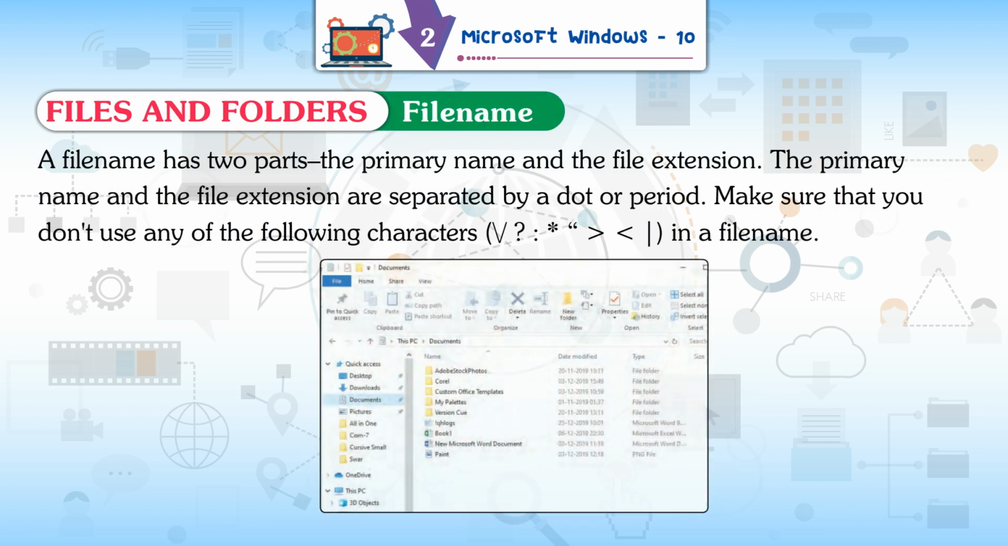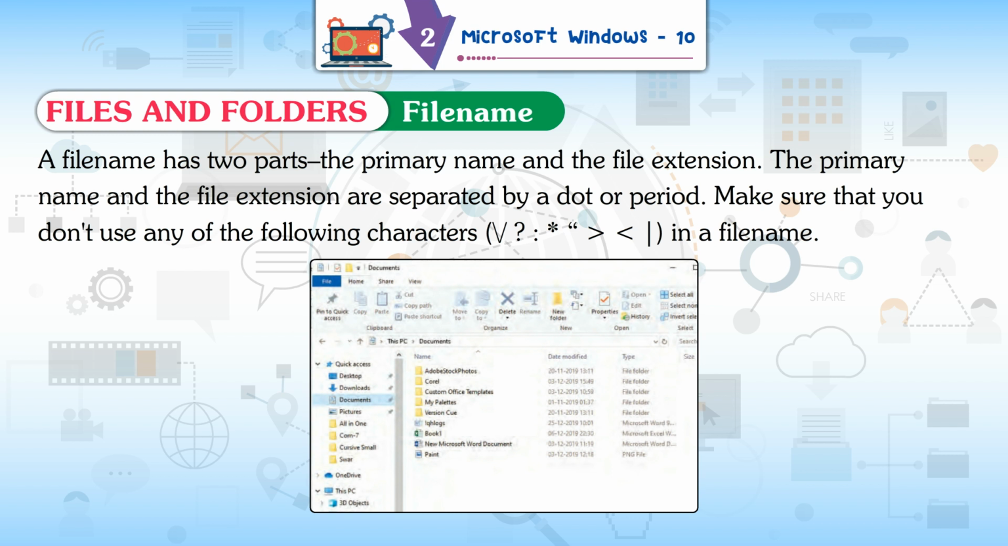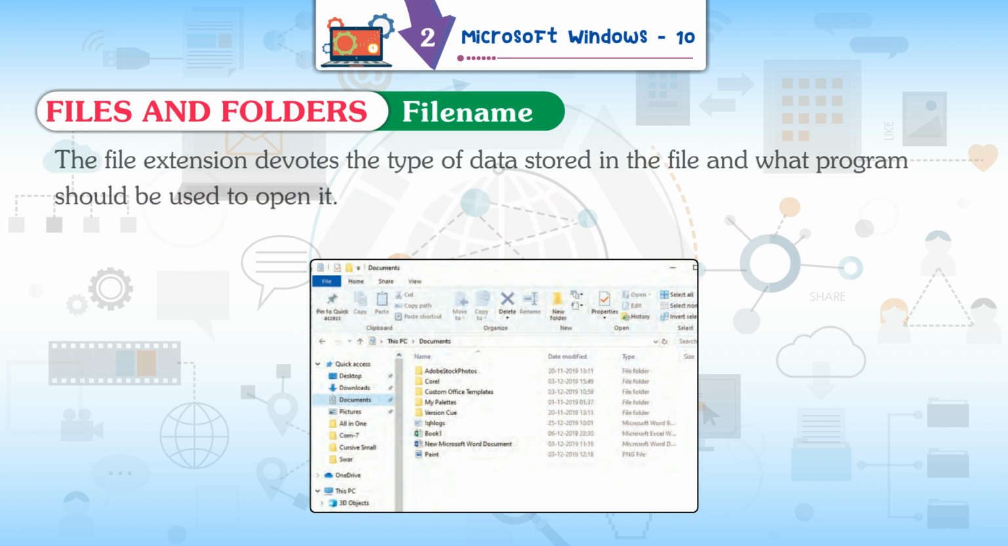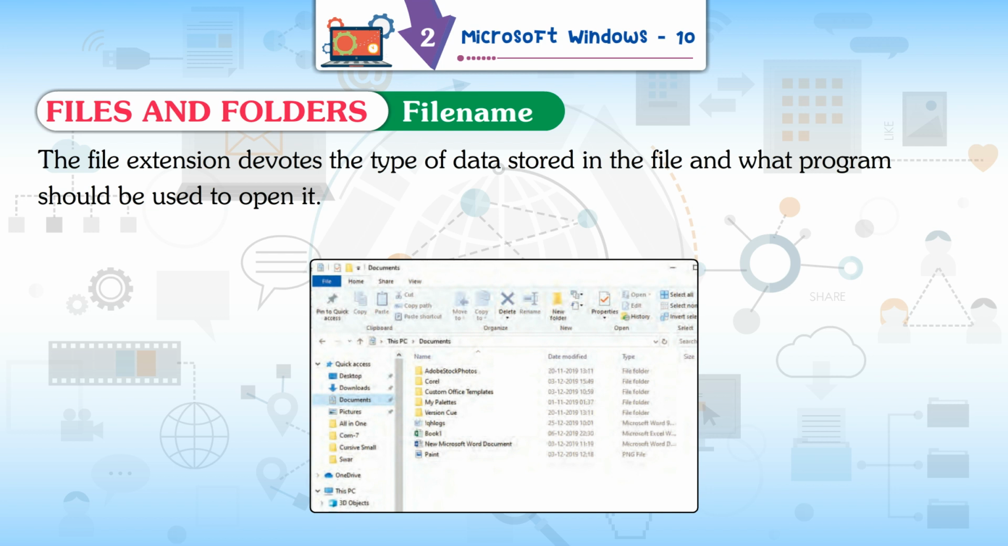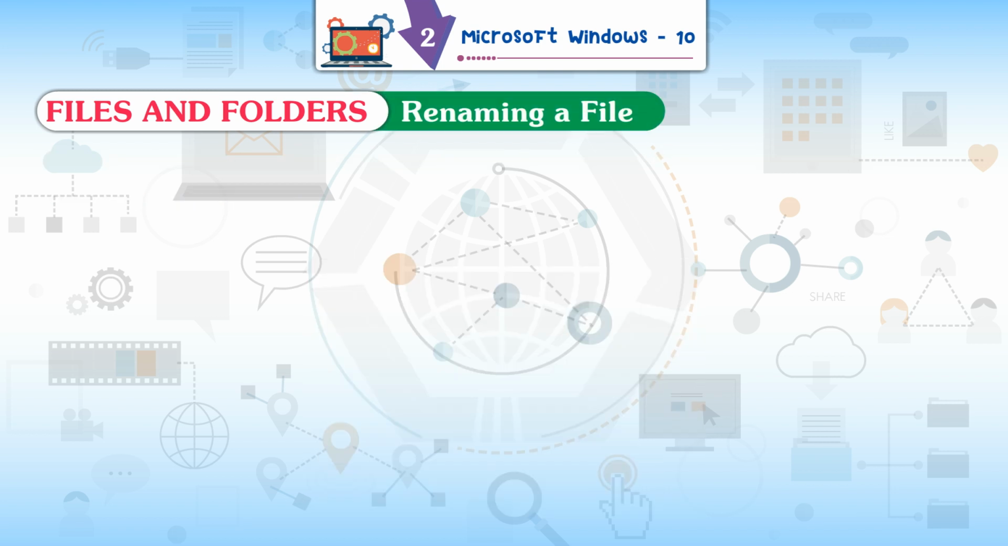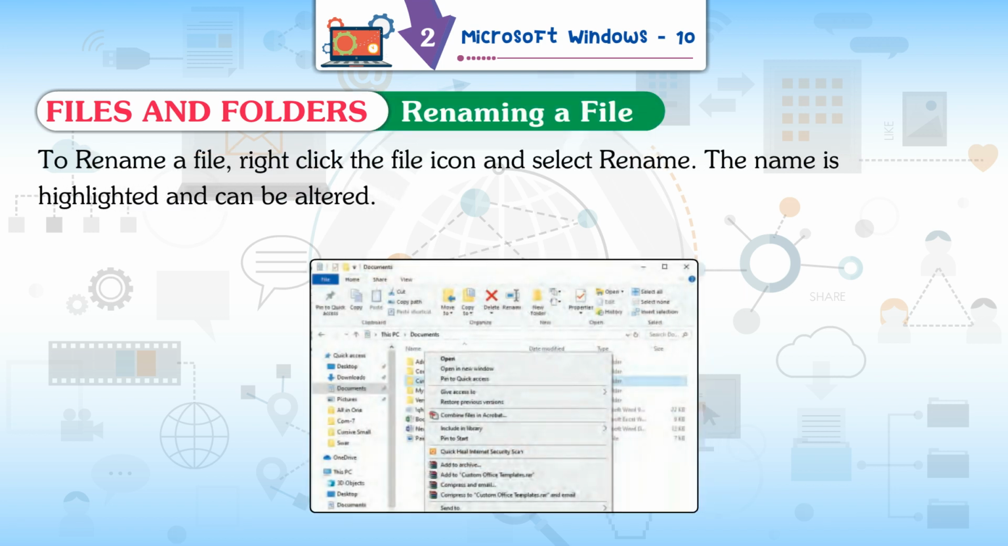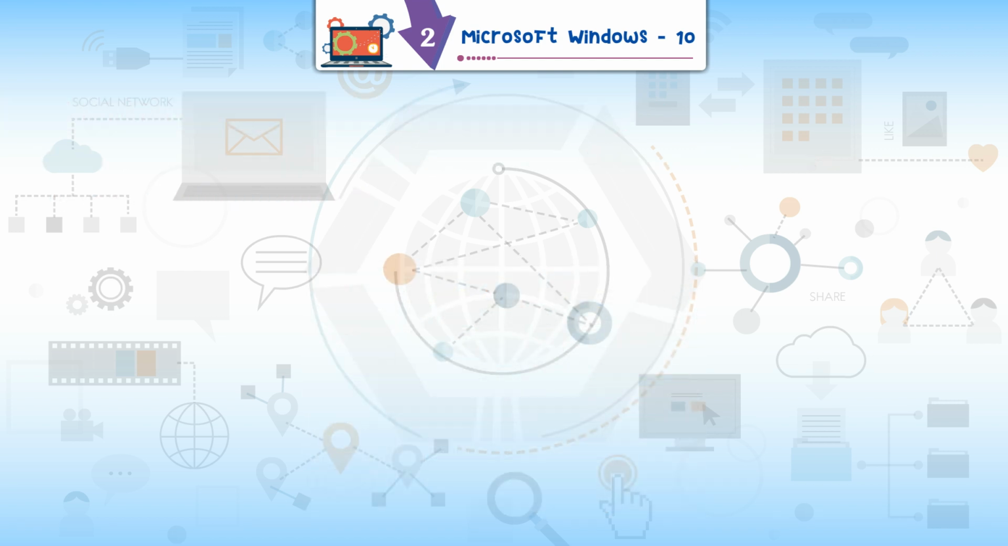File name. A file name has two parts, the primary name and the file extension. The primary name and the file extension are separated by a dot or period. Make sure that you don't use any of the following characters in a file name. The file extension denotes the type of data stored in the file and what program should be used to open it. Renaming a file. To rename a file, right-click the file icon and select Rename. The name is highlighted and can be altered.